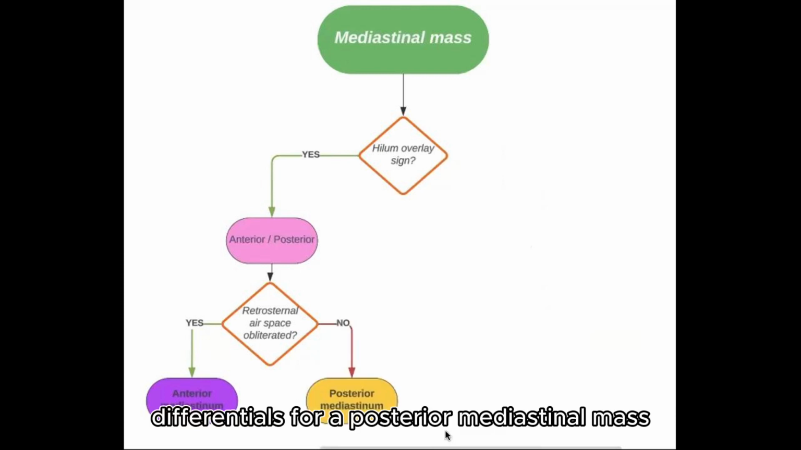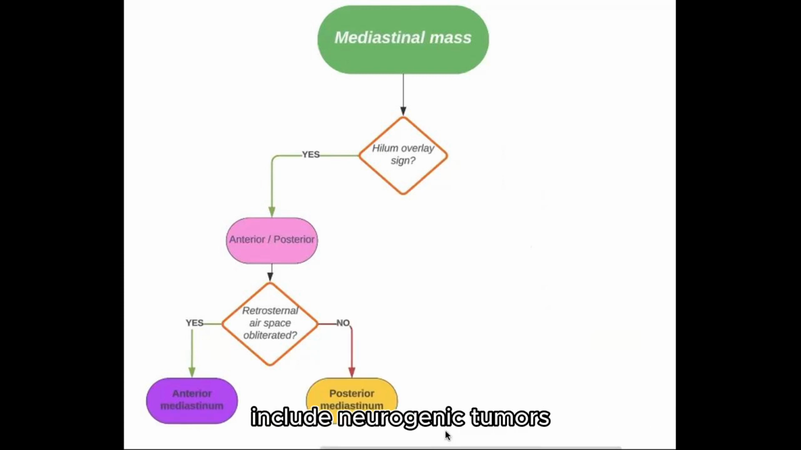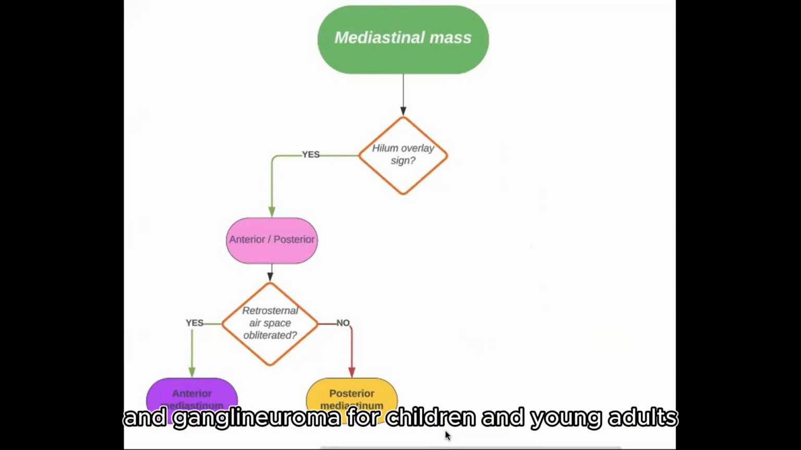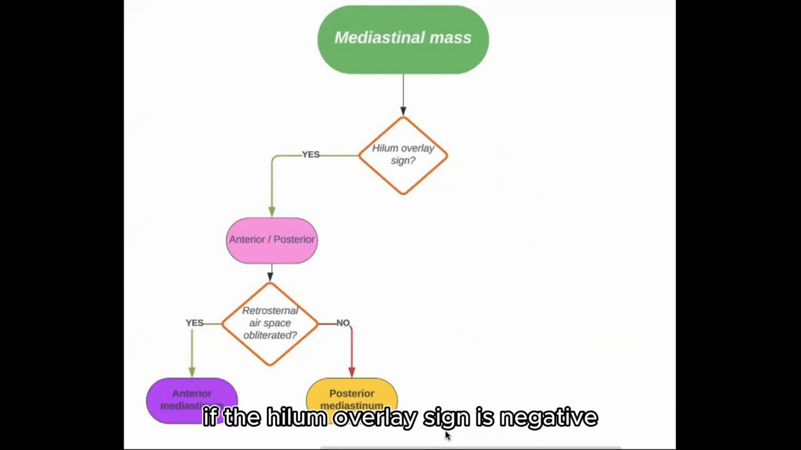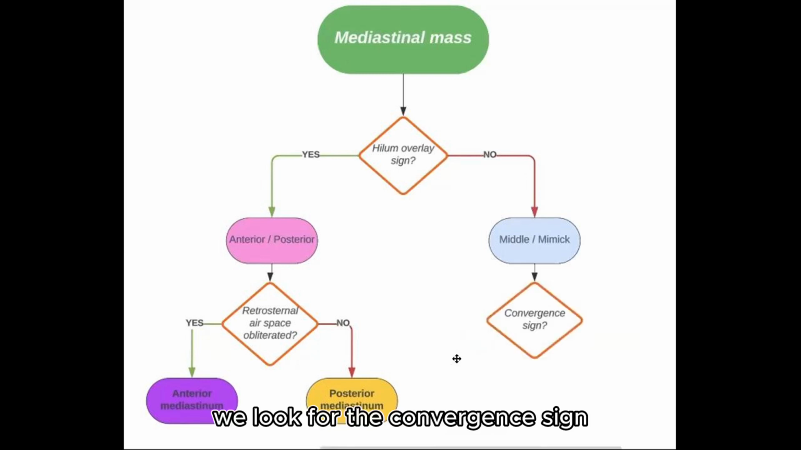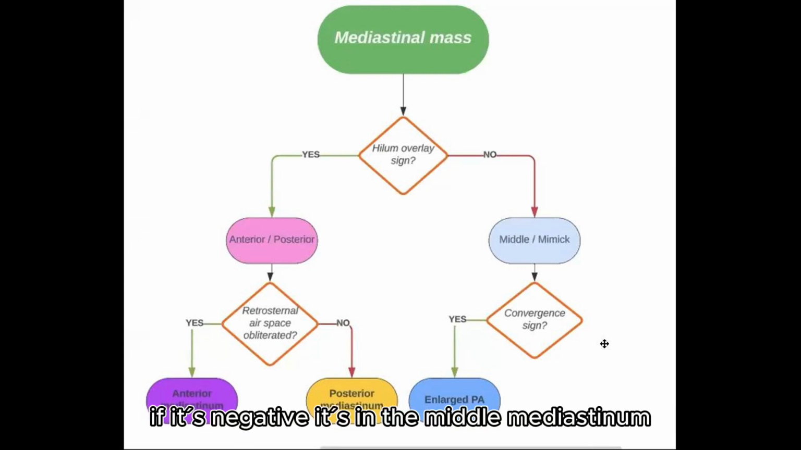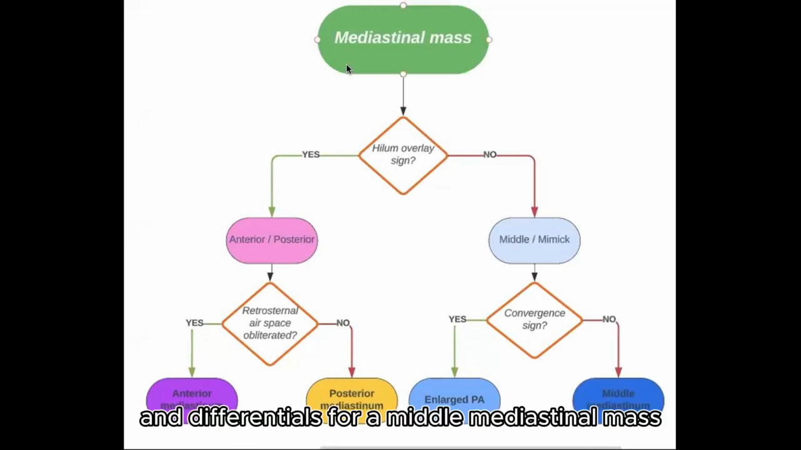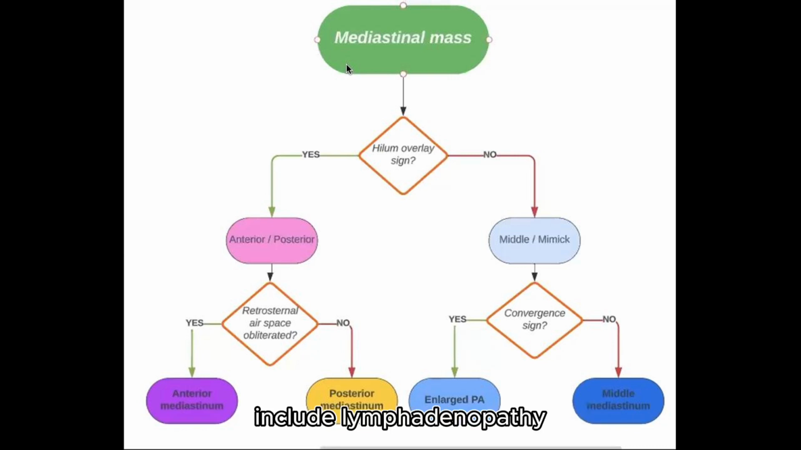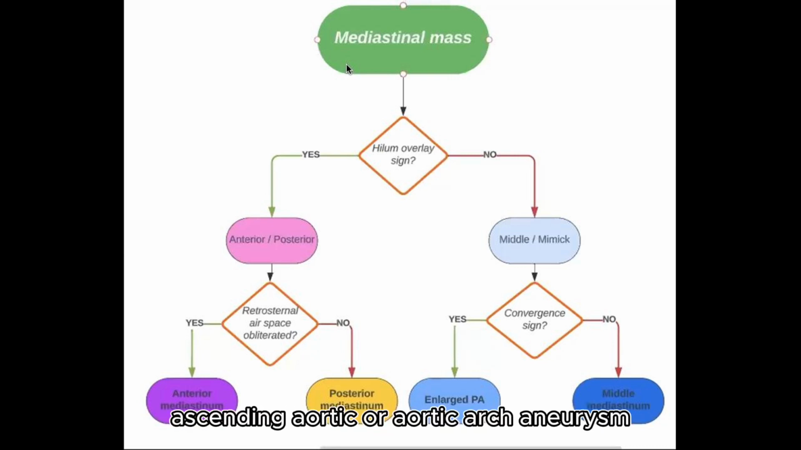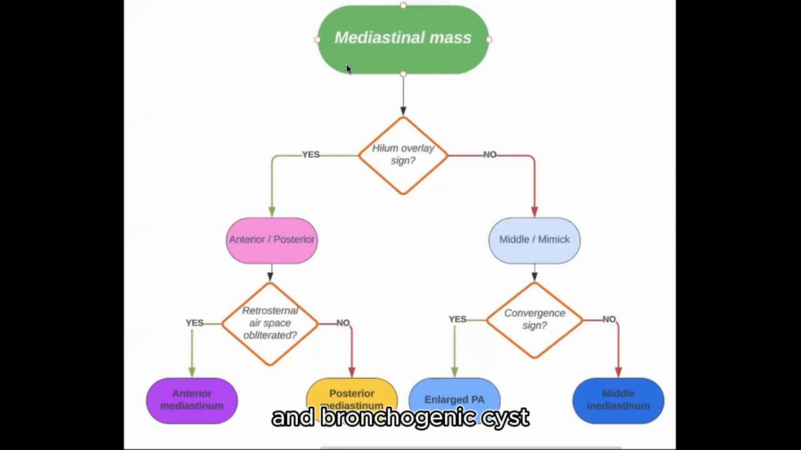Differentials for a posterior mediastinal mass include neurogenic tumors, most commonly schwannoma for adults and ganglioneuroma for children and young adults. If the hilum overlay sign is negative, we look for the hilar convergence sign. If it's positive, we have an enlarged pulmonary artery. If it's negative, it's in the middle mediastinum, and differentials for middle mediastinal mass include lymphadenopathy, ascending aortic or aortic arch aneurysm, and bronchogenic cyst.